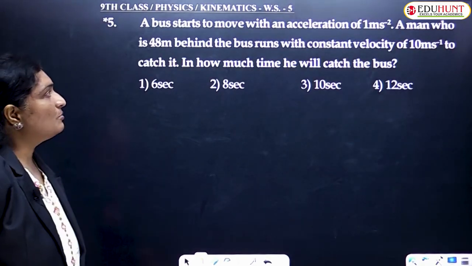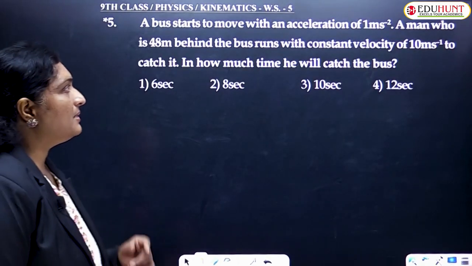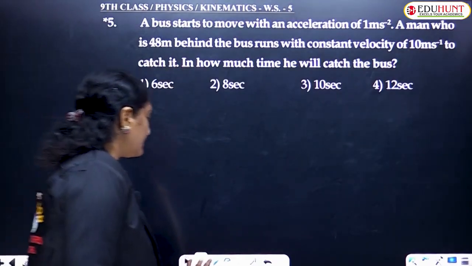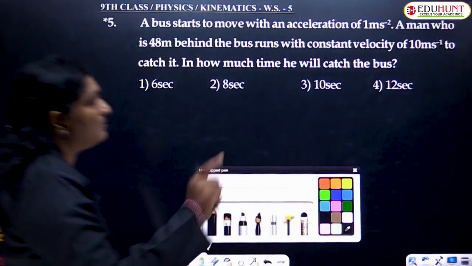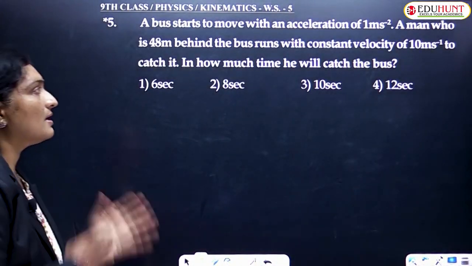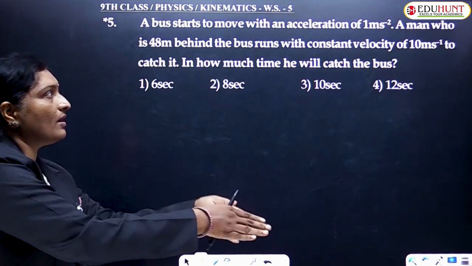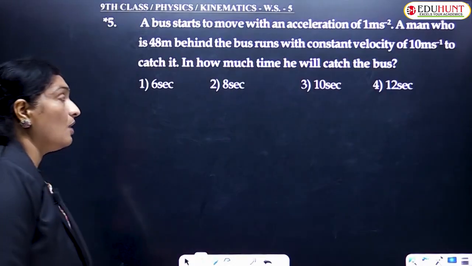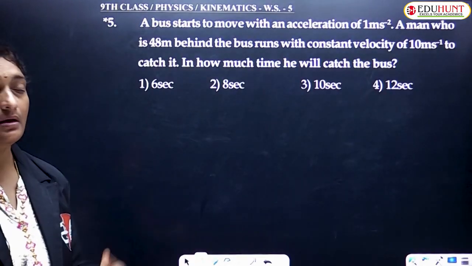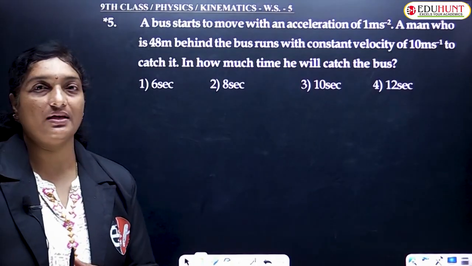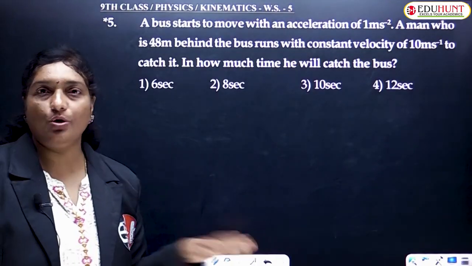A bus starts to move with an acceleration of 1 meter per second square. So what is the given data children? Acceleration was given as 1 meter per second square. A man who is 48 meters behind the bus runs with constant velocity of 10 meter per second to catch it. In how much time he will catch the bus? So initially the question itself is a bit confusing, but the solution is in no way difficult.